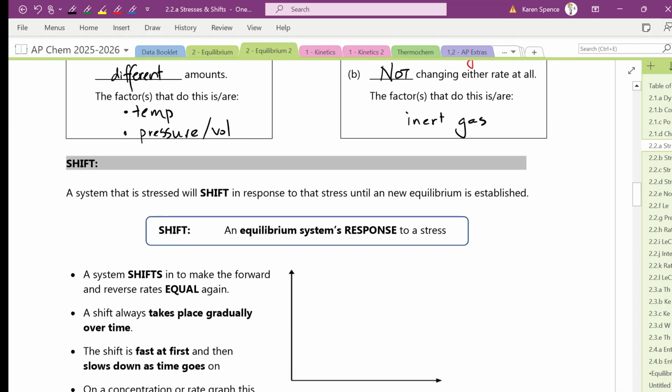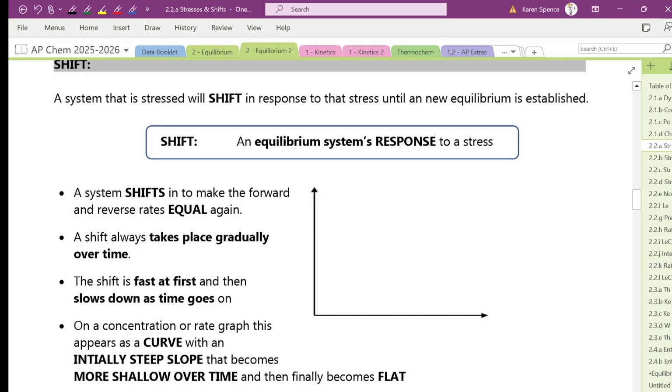All right, the shift is in response to a stress, and it happens until a new equilibrium is established. So the shift, which is the response... oh, no, I'm a dummy. The stress is what we do. The shift is what the system does.